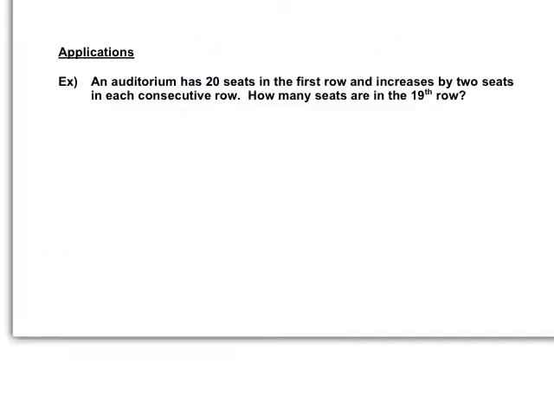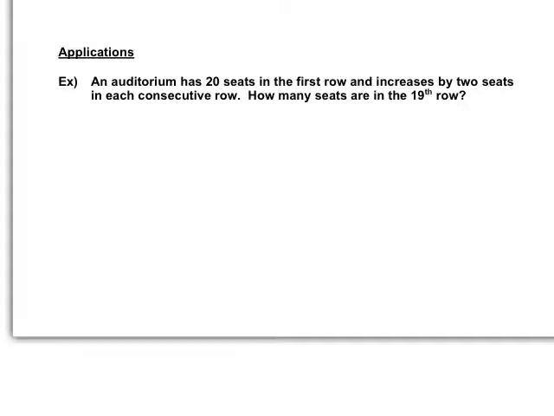We're going to look at a classic application problem for an arithmetic sequence. There aren't a lot of application problems really, but this one is a classic. Let's say I have an auditorium and I have 20 seats in the first row, and each row increases by 2 seats. How many seats are in the 19th row? I'm not looking for the total number of seats in the auditorium. I want to know how many seats are in the 19th row. So here's how you look at this.